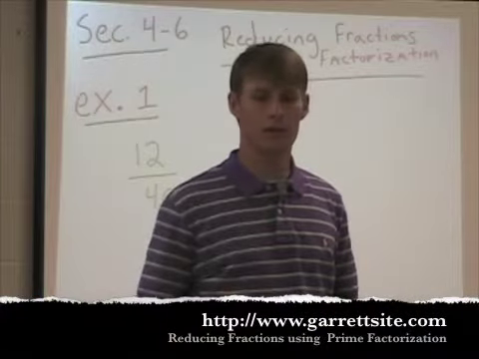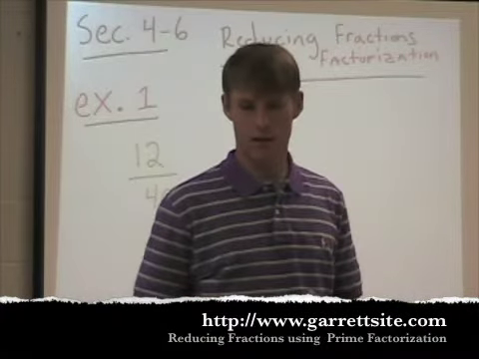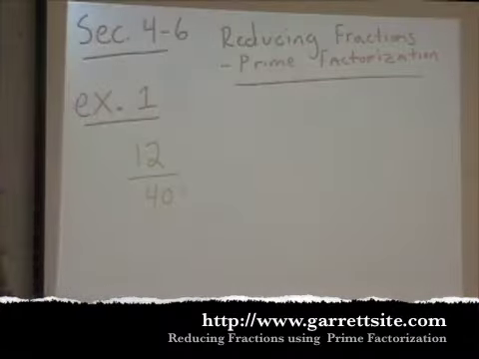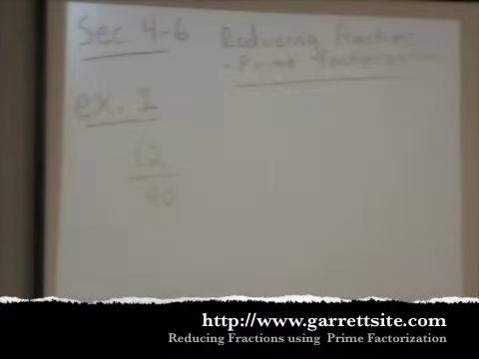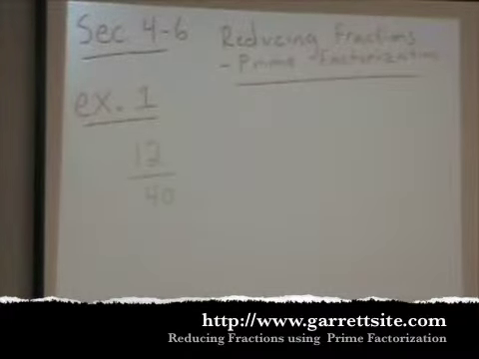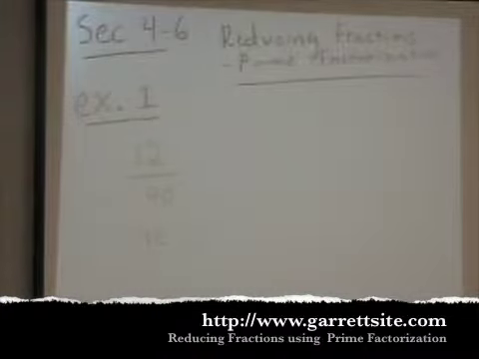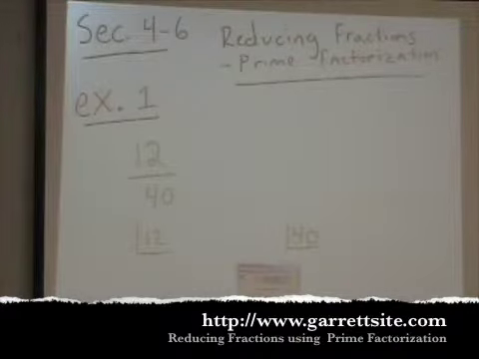We're going to learn how to reduce fractions using prime factorization. Okay? Our first example on the board is we have to reduce the fraction 12 over 40. The way I want you to do this is to find the prime factorization of 12 and the prime factorization of 40. So we're going to write the number 12 right here, and we're going to write the number 40 right here, and we're going to do our factor tree like we've always done it.